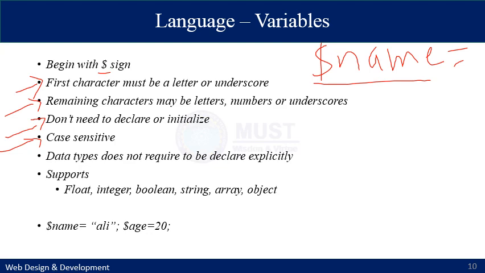Data type does not require to be declared explicitly. Whichever value you assign to the variable will determine its data type. However, PHP supports a number of data types such as floats, integers, booleans, strings, arrays, and objects. So the first variable definition, $name Ali, will be a string variable. The second variable definition, $age equal to 20, will be an integer variable.